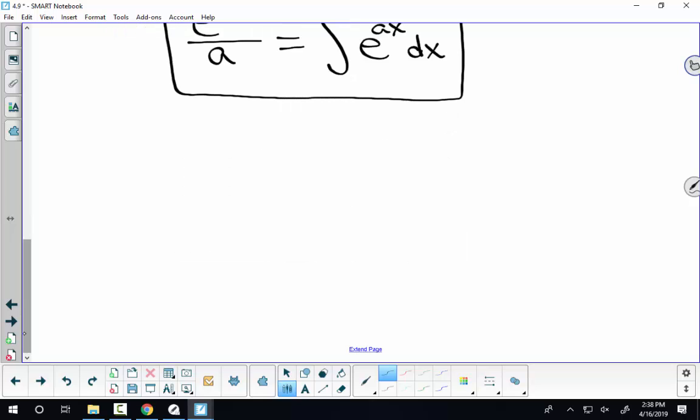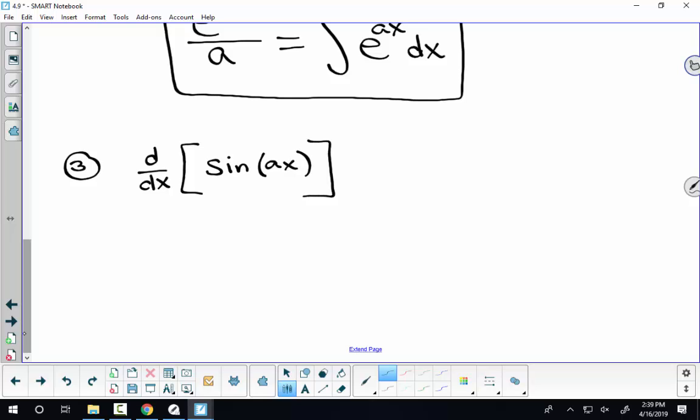This process we could just look at maybe one more. Let's look at taking the derivative of, I don't know, let's say the sine of a times x. What's the derivative of the sine of ax? A cosine x. Yeah, a times cosine of ax. If we know that's the derivative of the sine of ax, then what we're able to get from this is a formula for the antiderivative of a cosine ax.